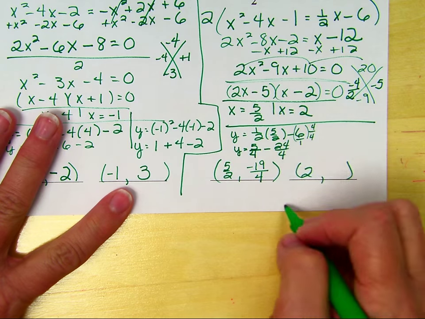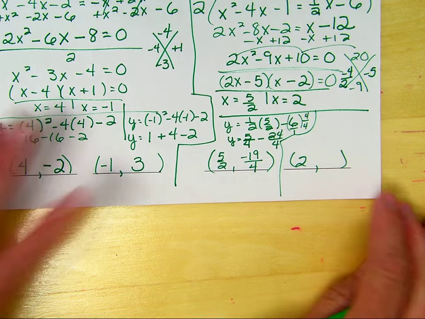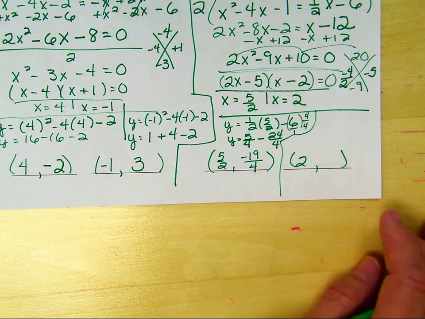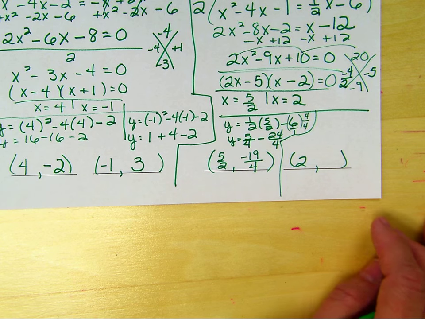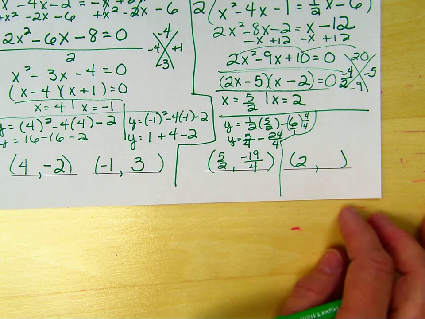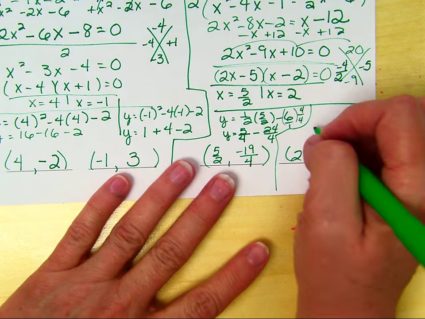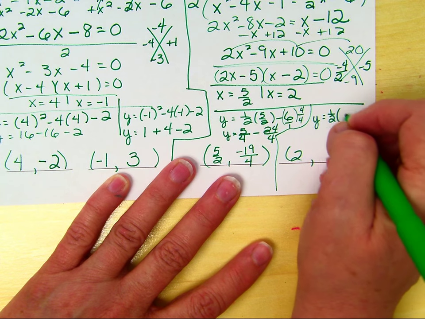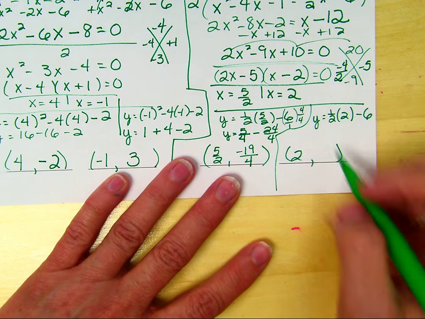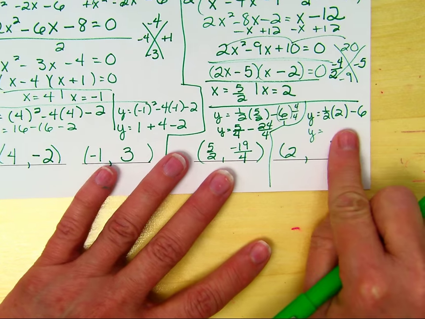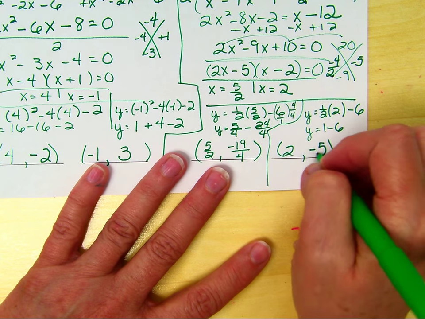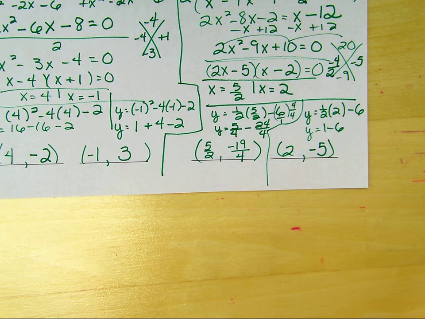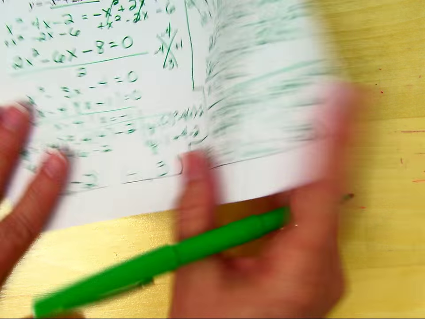Seem good? One of our real goals for this year, for your TSI, for your college algebra class, for your pre-calc class, whatever you're doing after here, is to get much more comfortable with adding and subtracting, multiplying and dividing fractions. All right, the 2 will be easy to plug in. We've got y equals 1/2 times 2 minus 6. What's half of 2? 1 minus 6 is negative 5. Seem good?